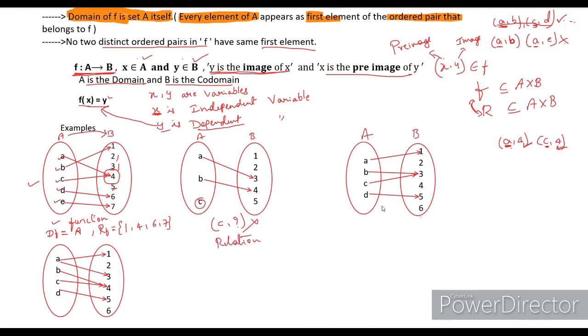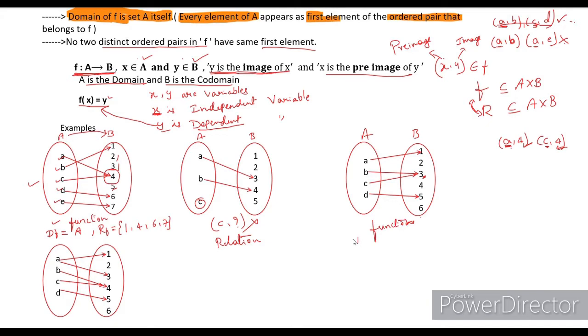The third example, check the first condition. Yes, all the elements of the domain have an image. Yes, the first condition is satisfied. Now let us check the second condition. Every element should have one and only one image. Yes, A has only one image, B has only one image, C has only one image, D also has only one image. Yes, as you have seen this, 3 has two pre-images, which is possible. So this is a function.